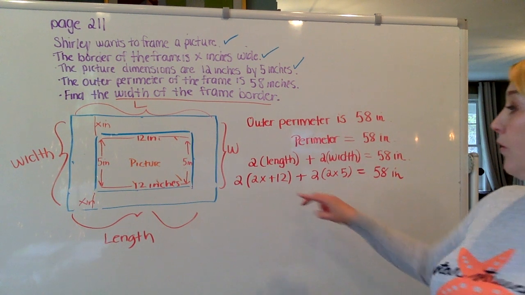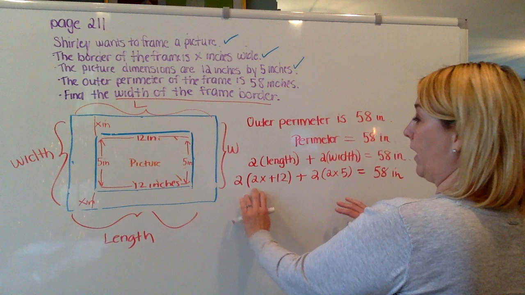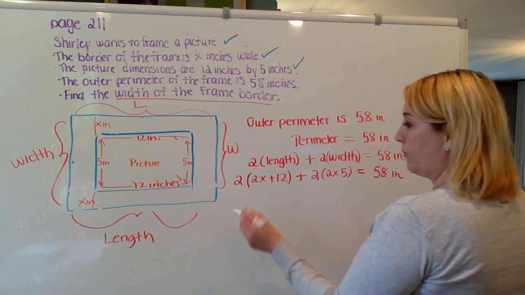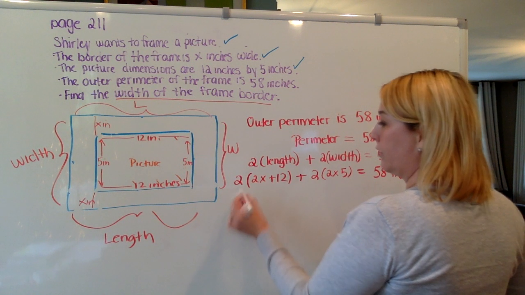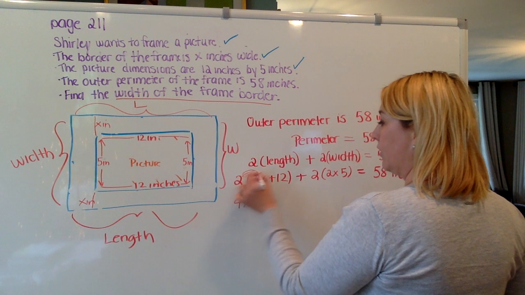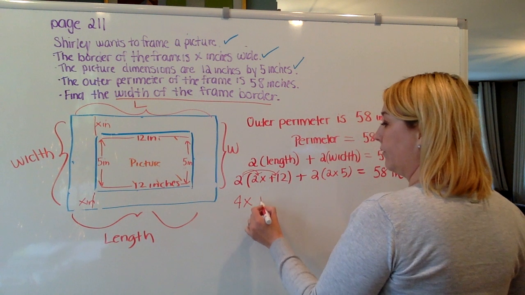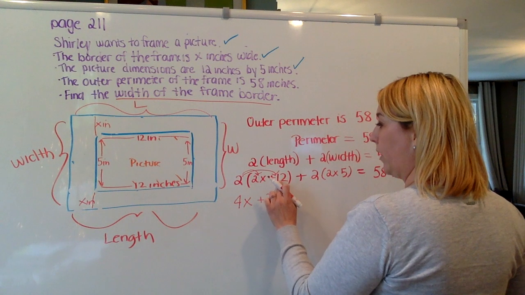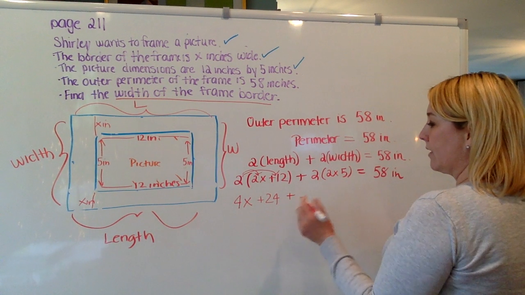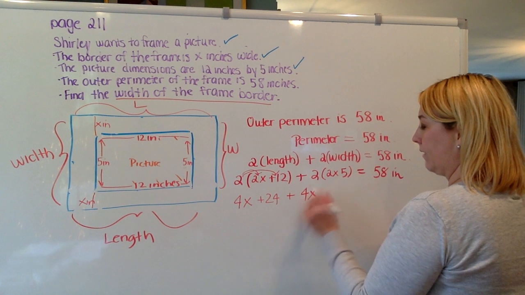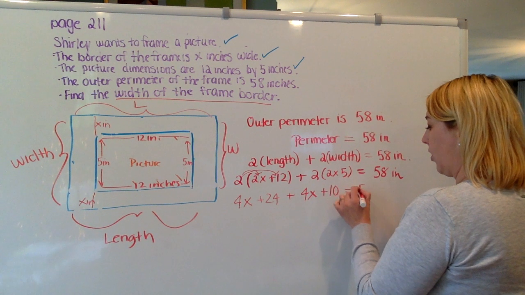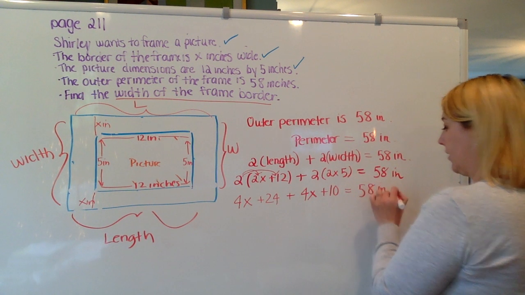So now we've got our lengths, 2 lengths, and we've got our 2 widths. But we need to expand this expression, right? And distribute the 2. So 2 times 2x is 4x. And 2 times 12 is 24. So 12 times 2 is 24. Plus 2 times 2x is 4x. And 2 times 5 is 10. And this is all equal to 58 inches.